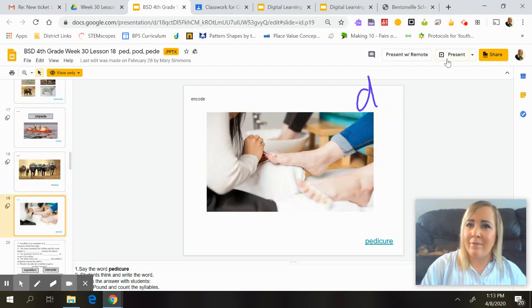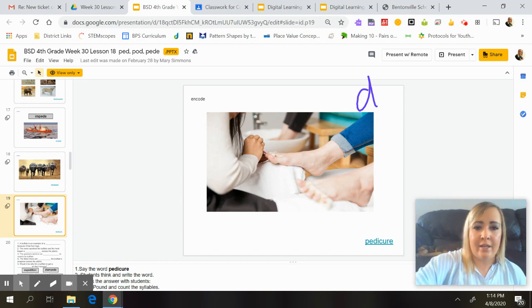And then this might be my favorite word that's on the agenda for today. What are these people getting? What are they going to get done to their toes? Girls or boys, if you've ever seen your mom or your grandma or your aunt or anybody go get their toes done, they call that a pedicure.